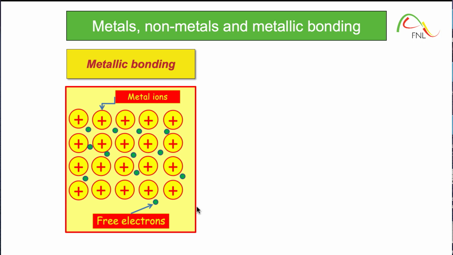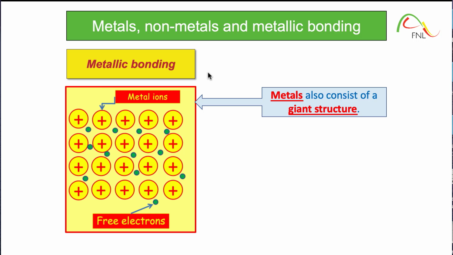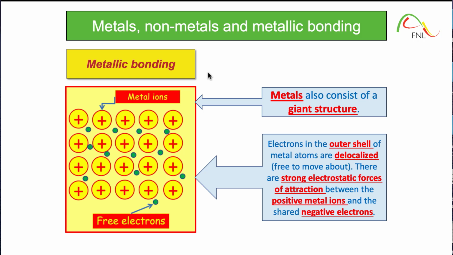Great. Lastly, we've got to finish off a bit here on metallic bonding. We've looked in other videos at covalent and ionic bonding. Another sort of bonding is metallic bonding. Now, like ionic and covalent, they consist of giant structures. Now, electrons in the outer shell of metal atoms are delocalized. This is a really important word, delocalized. It means that these electrons here have no definite place. They are free to move. Nice one. So that's delocalized electrons.